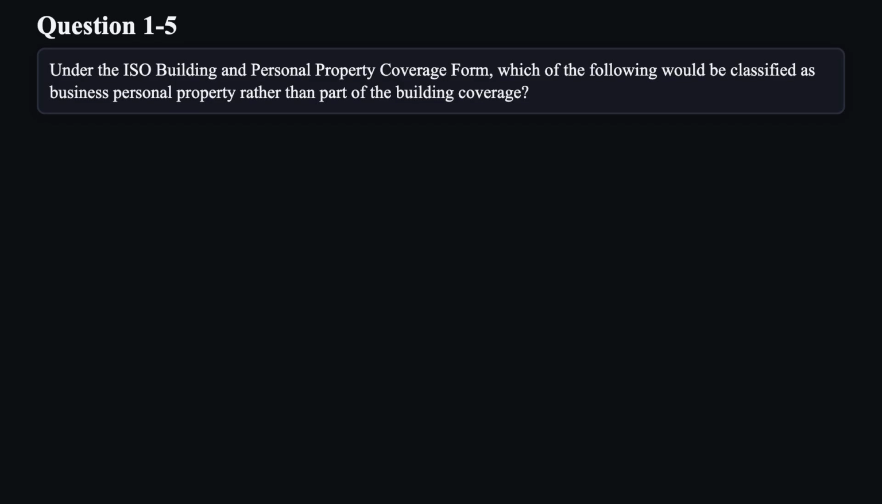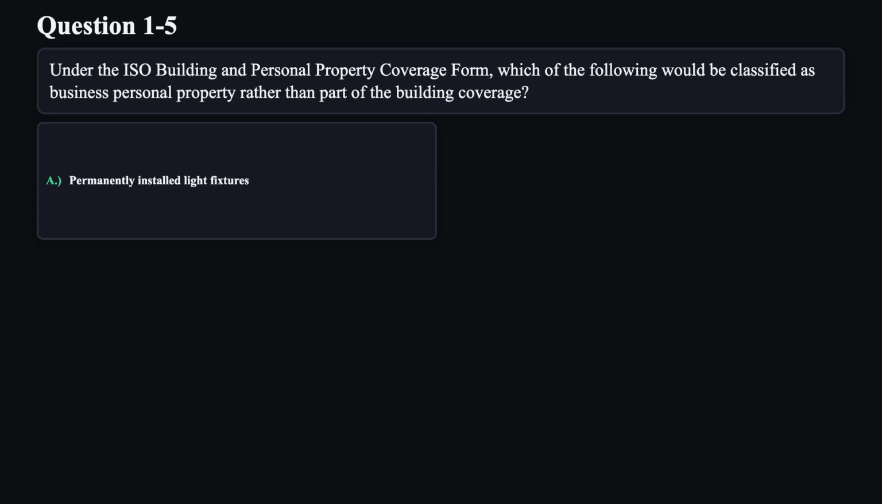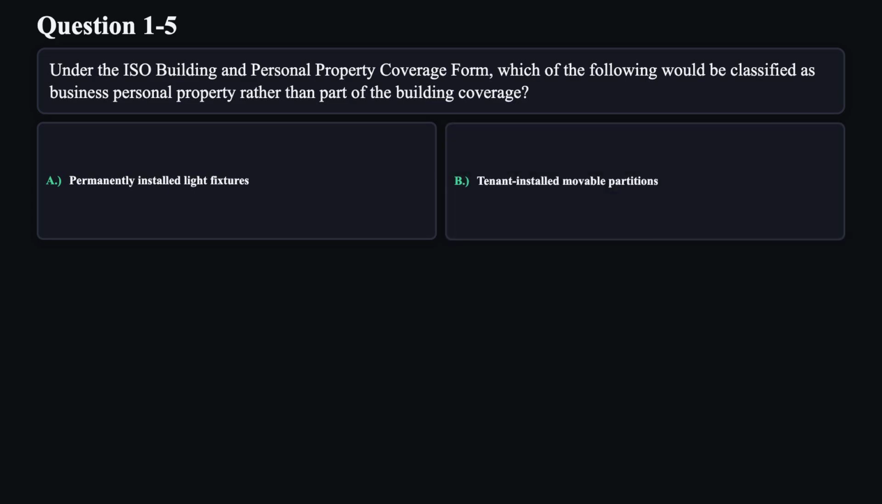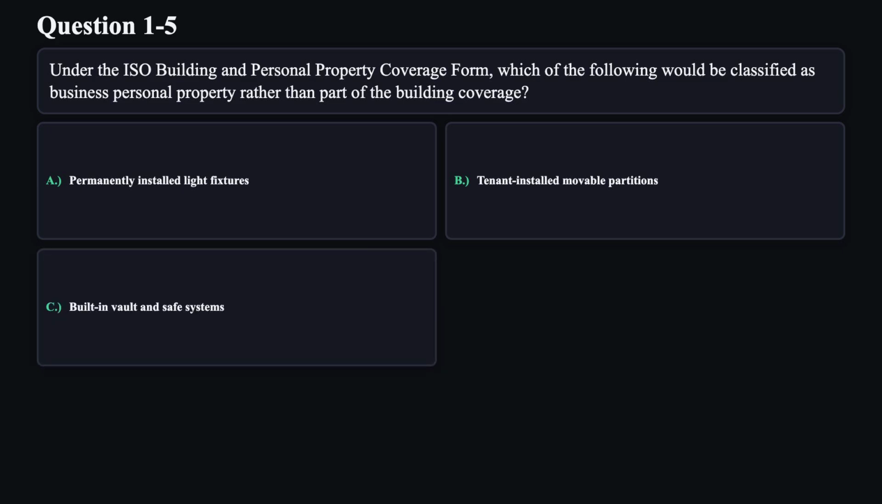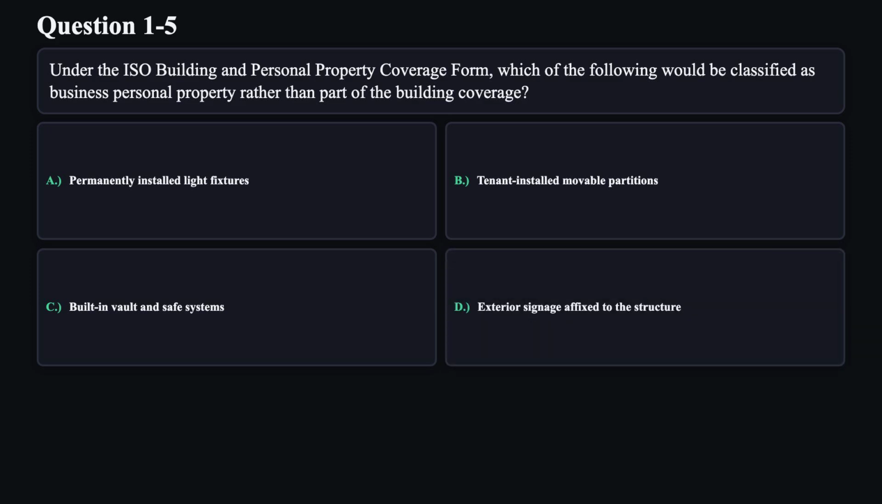Question 5. Under the ISO building and personal property coverage form, which of the following would be classified as business personal property rather than part of the building coverage? A. Permanently installed light fixtures. B. Tenant-installed movable partitions. C. Built-in vault and safe systems. D. Exterior signage affixed to the structure.